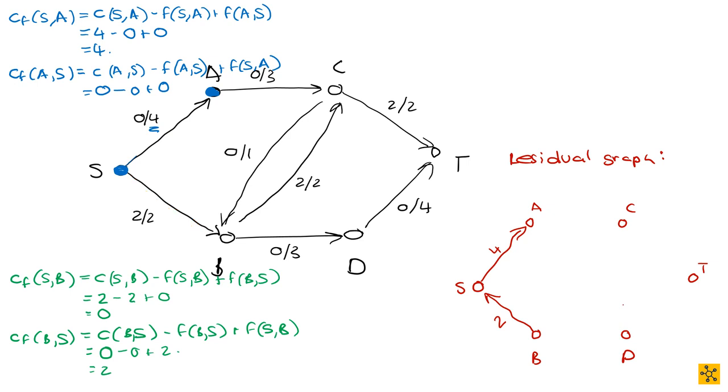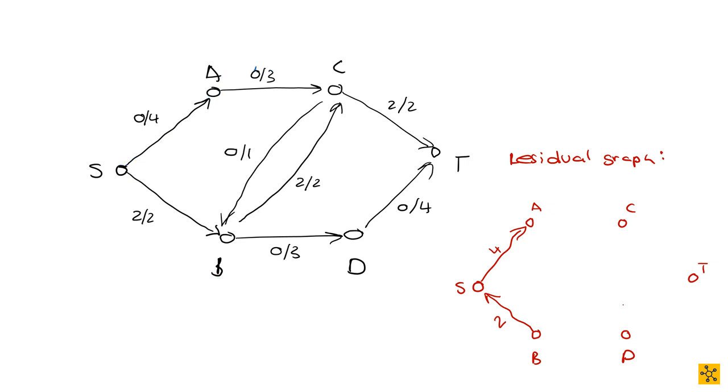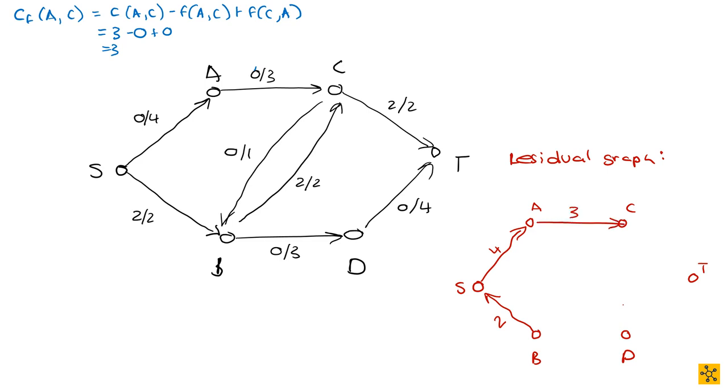Next up, we're running out of space, so let me just clean it a bit. Right, so let's continue and let's find the residual capacity of A to C. So we're going to have the capacity of A to C minus the flow from A to C plus the flow from C to A, and that is going to give us 3 minus 0 plus 0, which is going to give us 3. So we're going to put on our graph 3. Okay, now we're going to work out the residual capacity in the opposite direction. So we're going to have capacity of C to A minus the flow of C to A plus the flow of A to C. And in this case, it's going to be 0 minus 0 plus 0, which is equal to 0. So we don't have to put that on the graph.